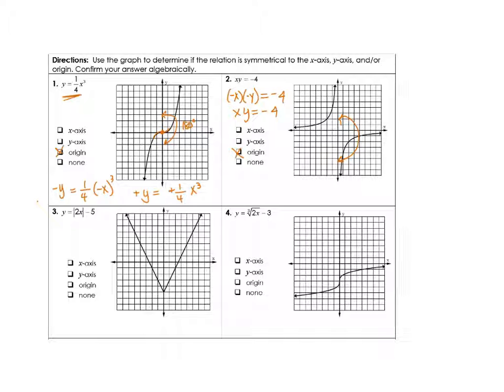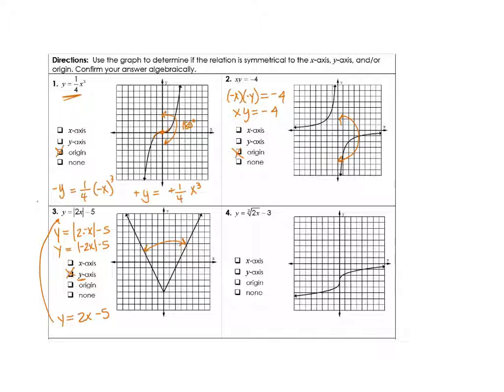Number 3, it looks like here we have mirror images across the y-axis. So this looks like it is symmetric about the y. And so going through here, if we're symmetric about the y-axis, we need to replace the x with a negative x. And notice working this out, we're going to have the absolute value of negative 2x minus 5, and that will generate the same thing as what we have up here. So that did generate back our original, so definitely symmetric about the y-axis.